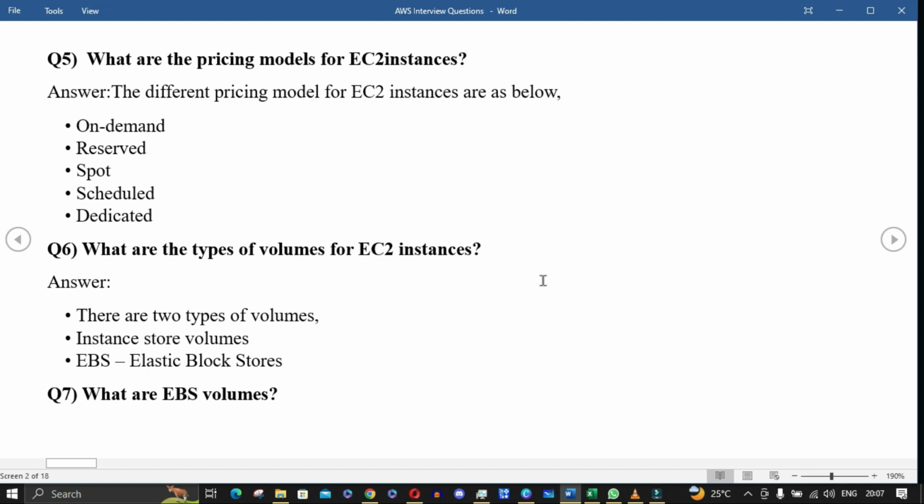Fifth question. What are the pricing models for EC2 instances? There are different pricing models for EC2 instances as given below: on demand, reserved, spot, scheduled, dedicated. Question number 6. What are the types of volumes for EC2 instances? There are two types of volumes, instance store volume and EBS, Elastic Block Storage.